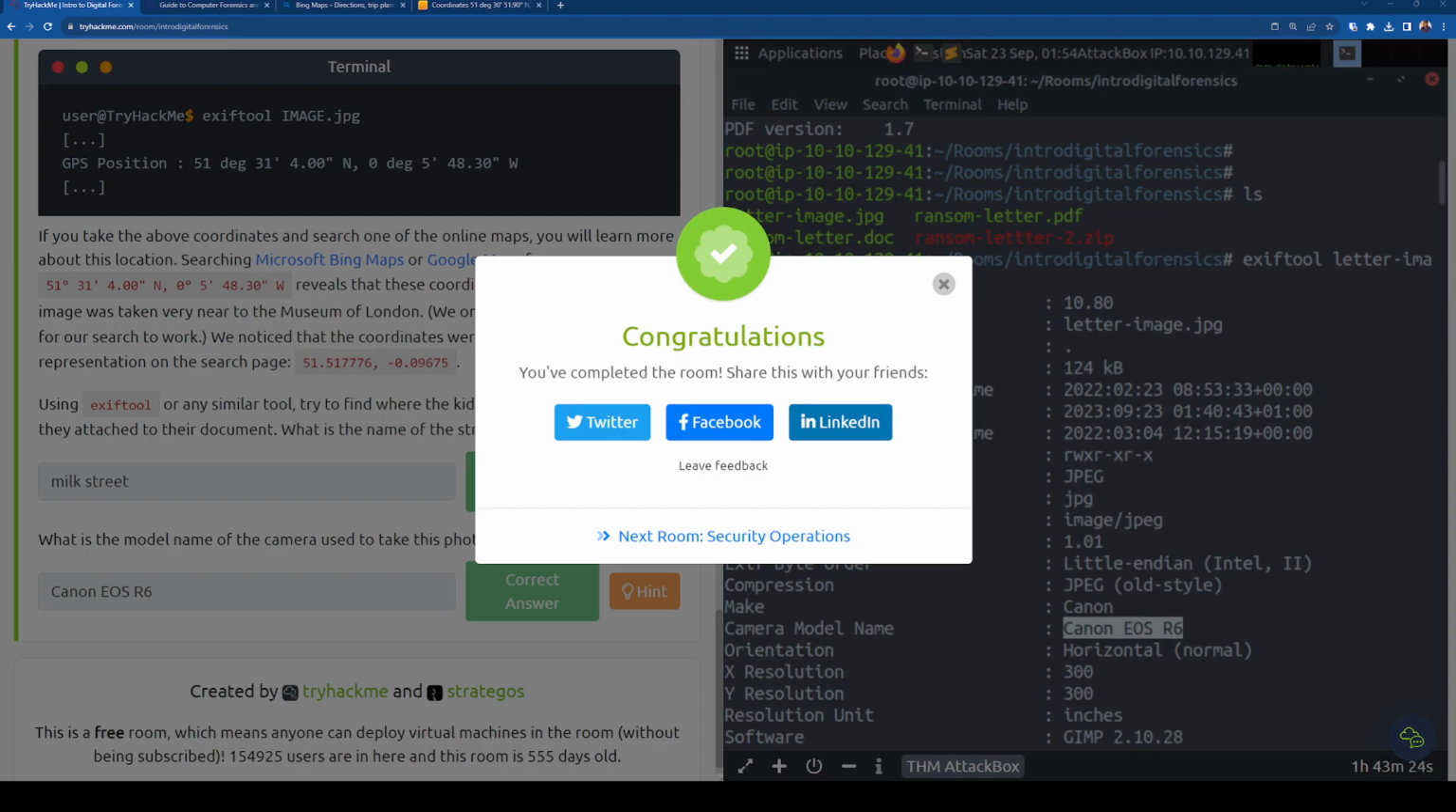Okay, I got my headset working. Does anyone have any questions about digital forensics or the room?